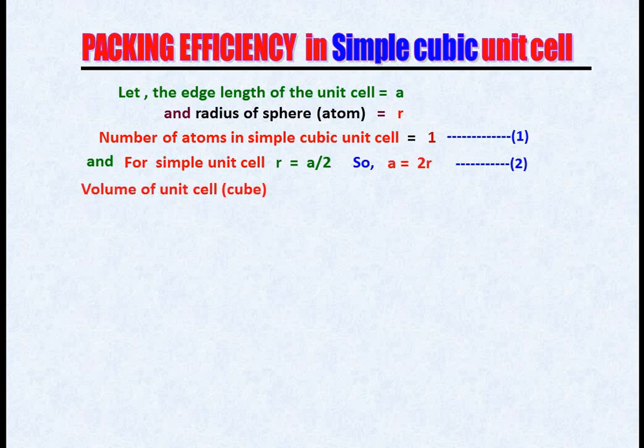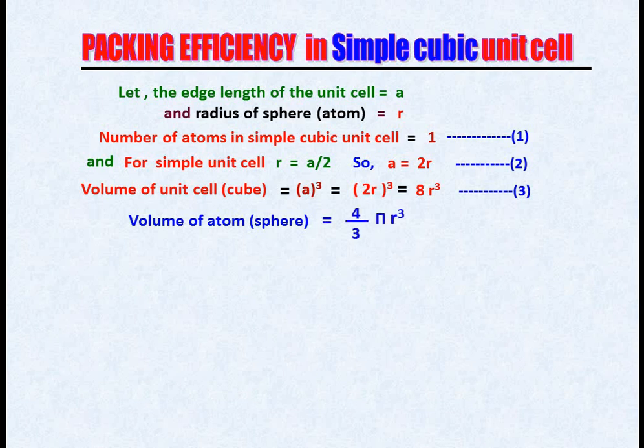Now, volume of unit cell: cube. We know that the volume of unit cell, because it's a cube, is A cube. And now we can express A in terms of R by putting the value of A, that is (2R) cube, which comes to 8R cube. And volume of atom or sphere has the formula 4 by 3 pi r cube. Pi has the same value, 3.14 or 22 upon 7. Now put all these values in the formula of packing efficiency.